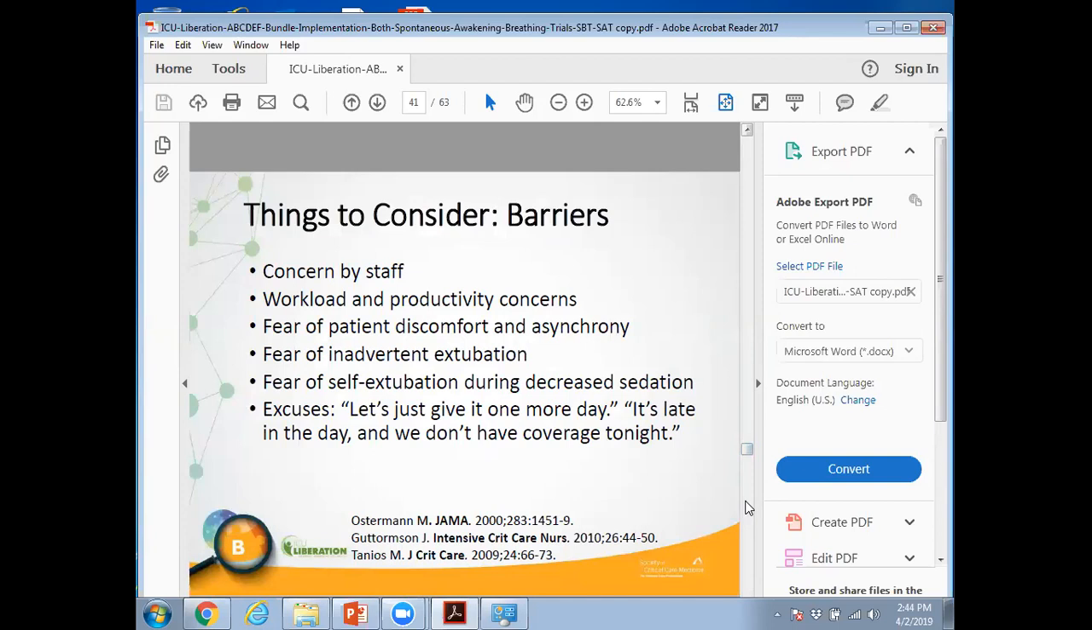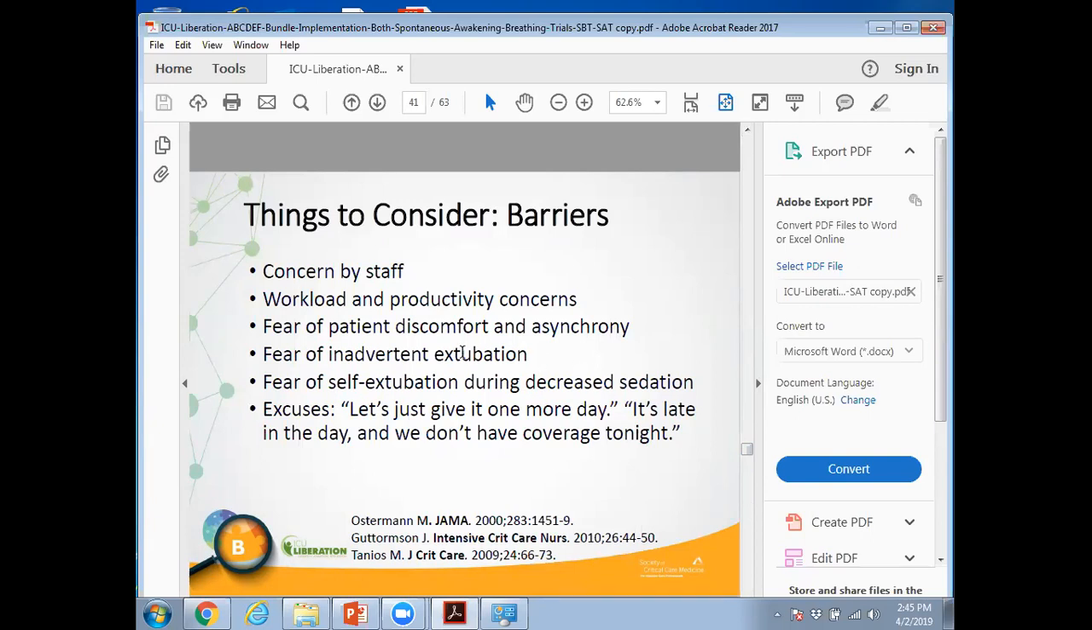So when we address this, you're going to have to consider concerns by the staff. I think we need to discuss it like this: all of us are professionals trying to do the best for our patients. And I think the best way is to discuss the benefits of reducing sedation, the harm of sedating patients too much, the harm of keeping patients on the ventilator, and try for all of us to be on the same page for this.